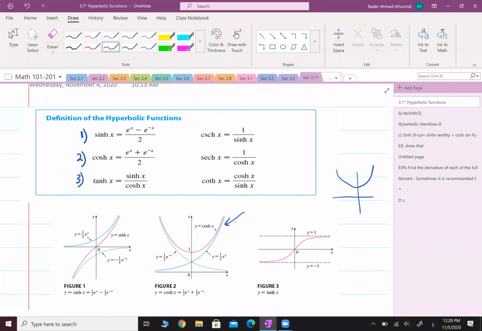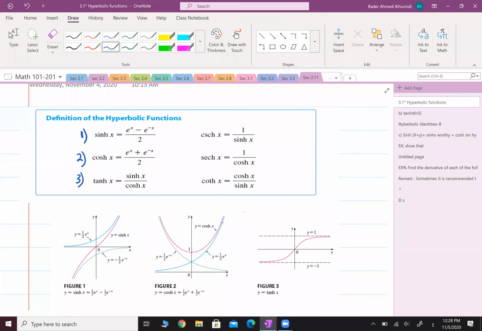Now who can read for me from the graph what is the domain and what is the range of the hyperbolic cosine? Look at the function. The domain is clear from the function itself, e to the x plus e to the power minus x. I will read it for you: the domain is minus infinity to infinity. Now come to the shape in red, in this second part. Read for me what is the range of the function? From 1 to infinity.